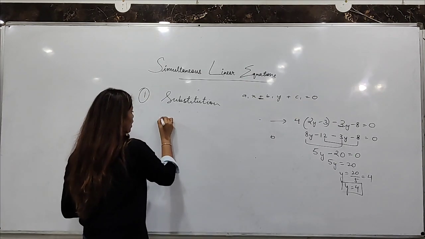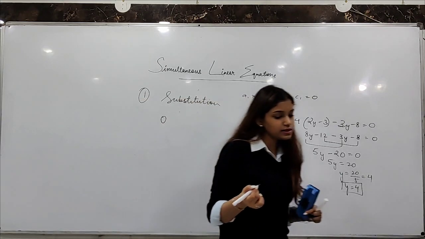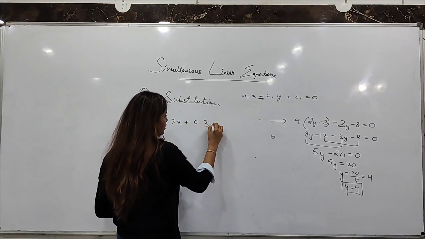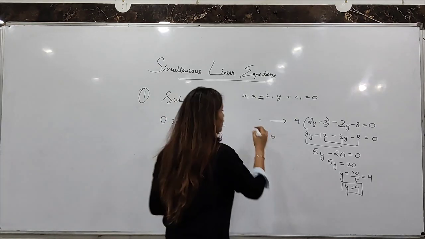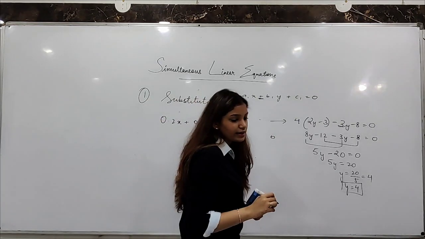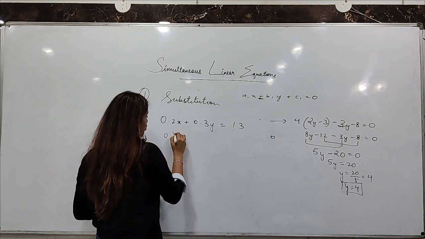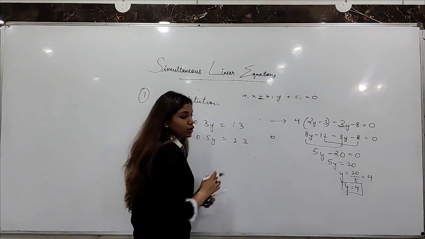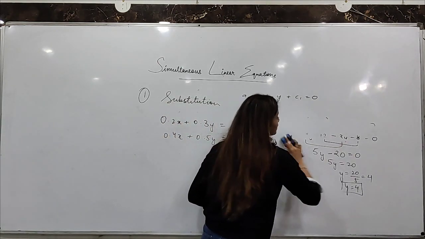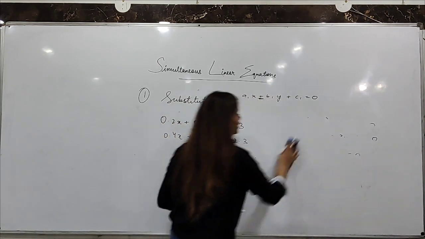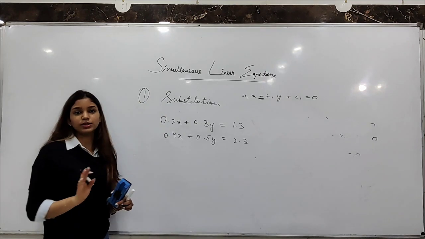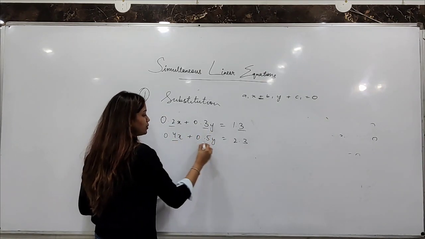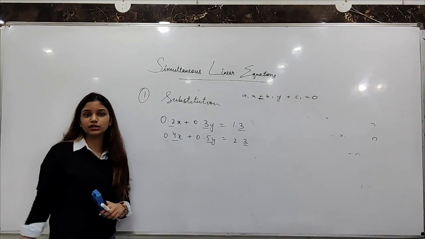Okay, so our next equation is 0.2x plus 0.3y is equal to 1.3, and next is 0.4x plus 0.5y is equal to 2.3. Now this time the thing that is different is decimals. We have decimals. Now how to deal with decimals? I think you can see that after the decimal, every time there is just one single digit.